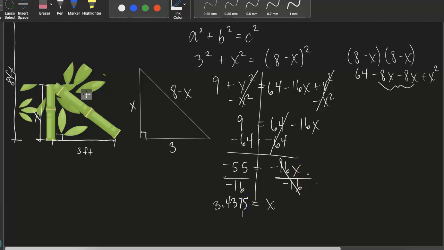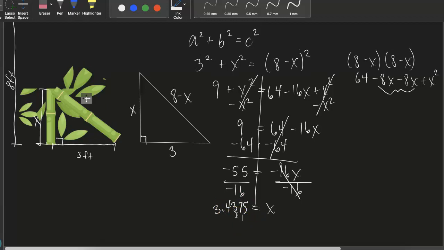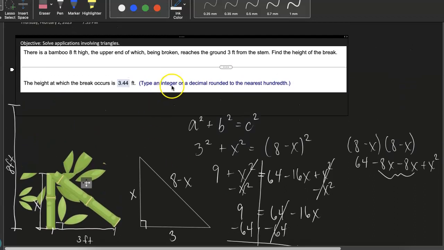Again, because we kept the same units the whole time, this is also in the same units in this problem, which was feet. So 3.4375 feet. You are asked in this particular case to round to the nearest hundredth, so that's how in the final answer we would type 3.44 feet.